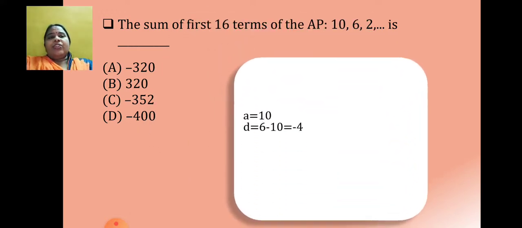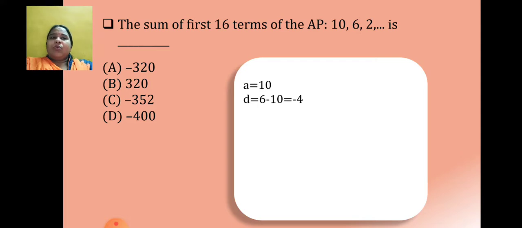Let's see the calculation. I have told you D can be found out. How much is D? 6 minus 10, that is minus 4. Then the SN formula: n upon 2 into 2A plus (n minus 1) into D. Why this formula? Why not the other one? Because in this we don't know the last term. I told you the other formula can be used when you know the first and the last term. So since the last term is not given, we are going to use this longer formula.